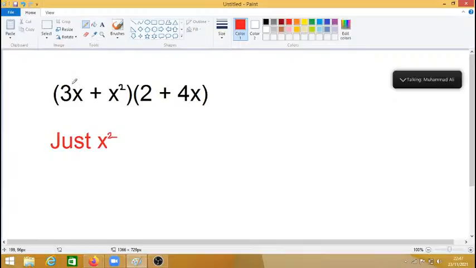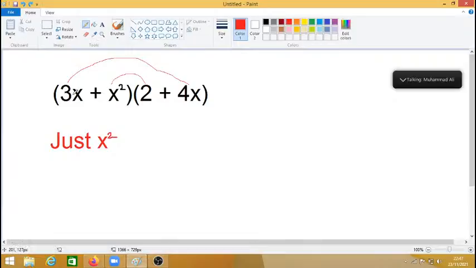Okay, hopefully you've spotted that if you do the 3x times the 4x, that'll give you an x squared term. Would anything else? Yeah, the x squared times the 2, that would also give you an x squared term. What wouldn't give you an x squared term? The 3x times the 2, that would be no good. The x squared times the 4x, that wouldn't give you x squared anymore, because you're going to take it to x cubed.